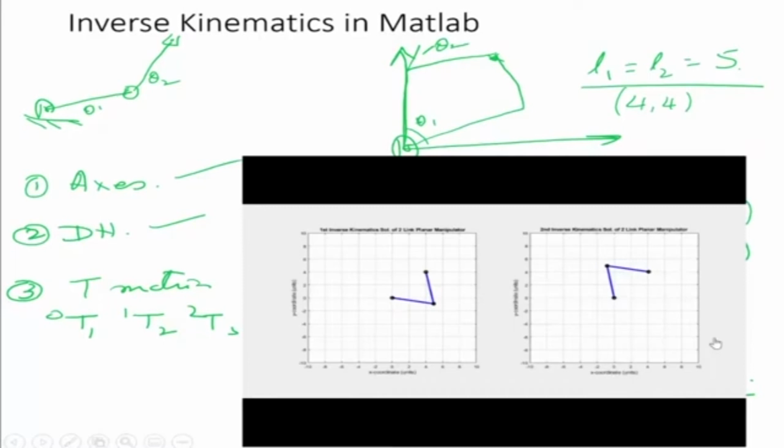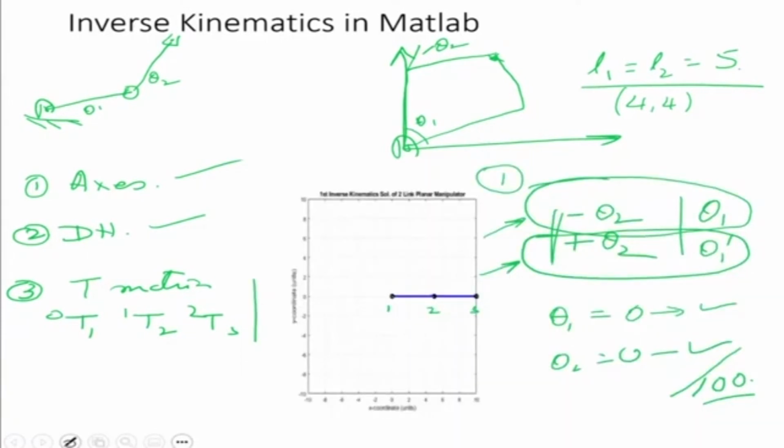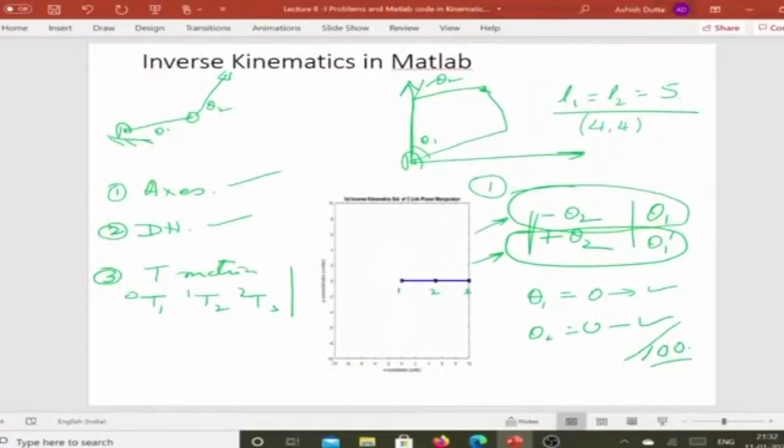Now let's look at the program, of how the program is written. It is very similar to the way the forward kinematics was written. A part of this is the forward kinematics in a way. So let's look at the program.